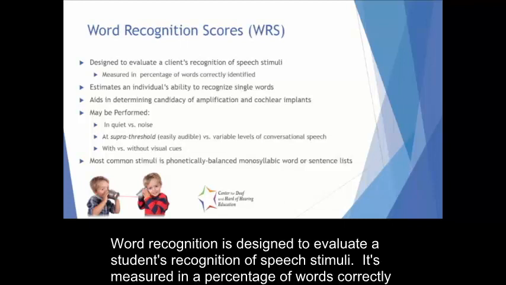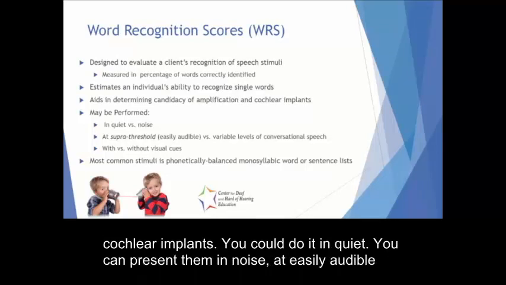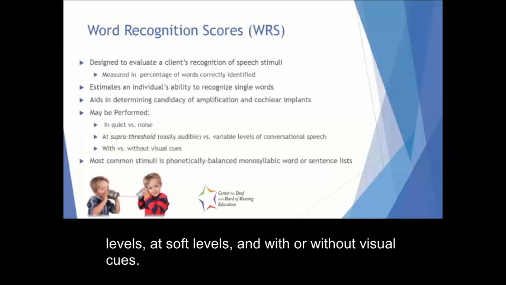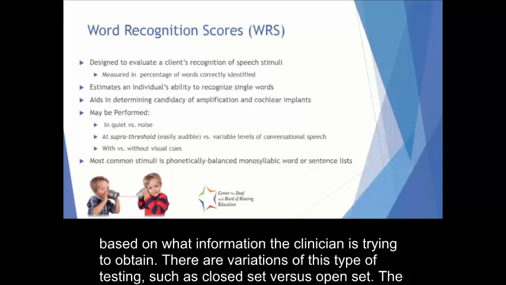It's measured in a percentage of words correctly identified, and it can estimate their ability to recognize single words. It can also help determine amplification candidacy, as well as for cochlear implants. You can do it in quiet, you can present them in noise, at easily audible levels or at soft levels, and with or without visual cues. This type of testing is called supra-threshold testing. So it's designed to be presented at a comfortable and audible level. This level may vary based on what information the clinician is trying to obtain.